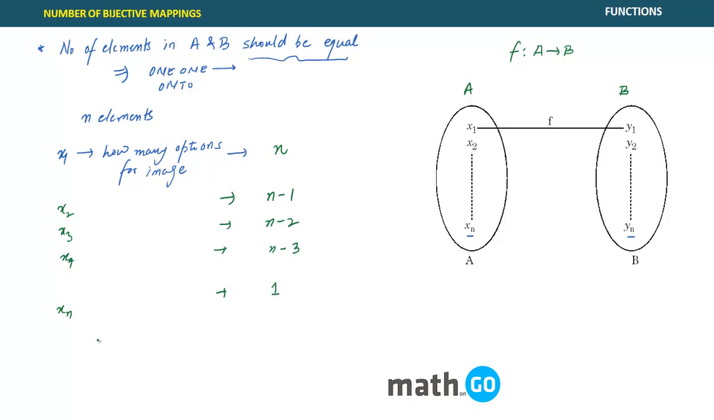So if you just again apply the fundamental rule of multiplication, the answer is that the total number of functions which are bijective in nature is n into n minus 1 into n minus 2, and this goes on till 1, which is nothing but n factorial. Very important formula. So the number of bijective mappings is nothing but n factorial. Clear?